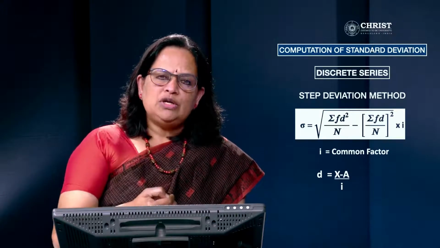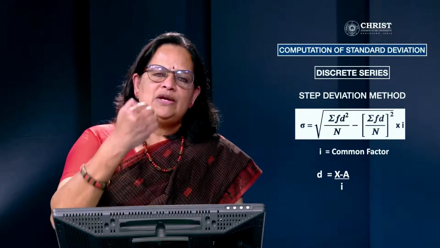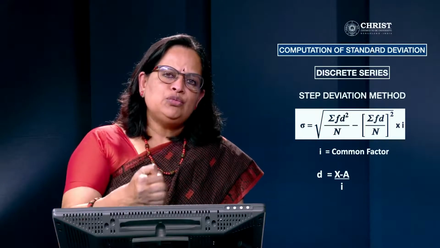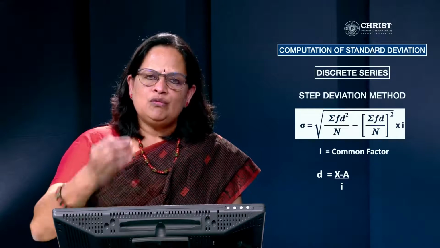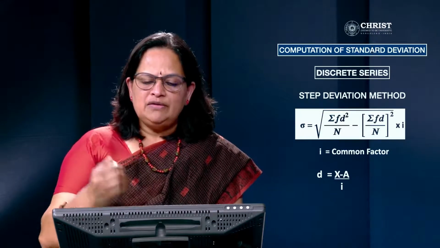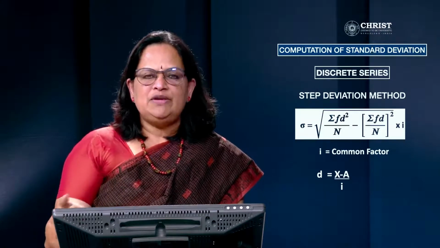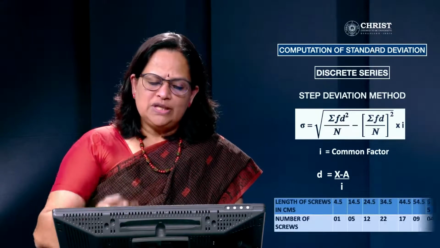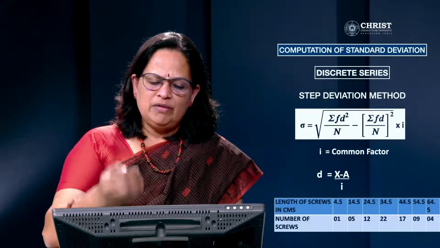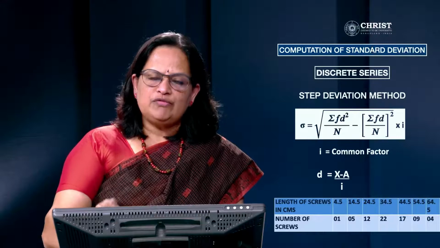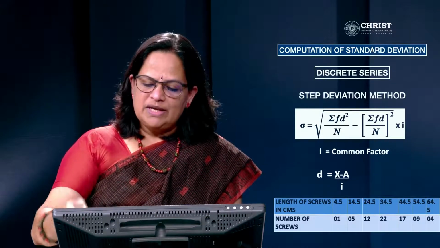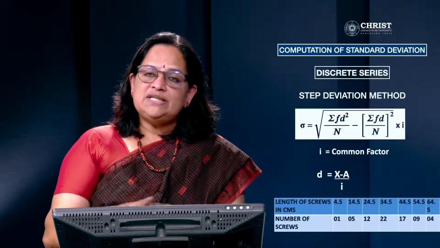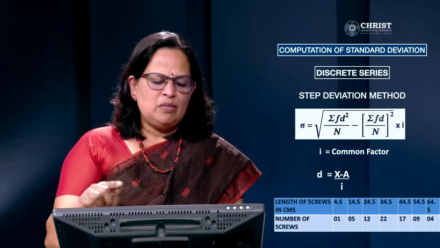So d is equal to, when we calculate the deviations, the values of x minus the assumed mean, divided by the common factor. That you have to remember. So one problem: compute standard deviation for the following data using the step deviation method. Length of screws in centimeters: 4.5, 14.5, 24.5, 34.5, 44.5, 54.5 and 64.5. See, the difference is 10 here, so 10 is the common factor.